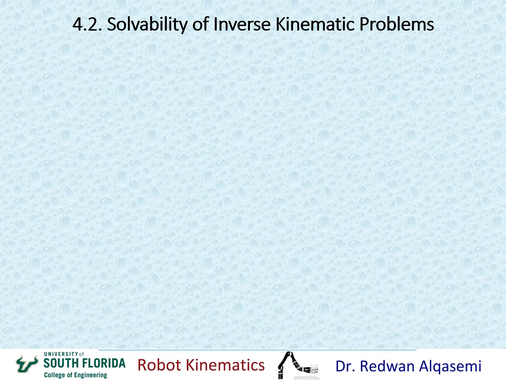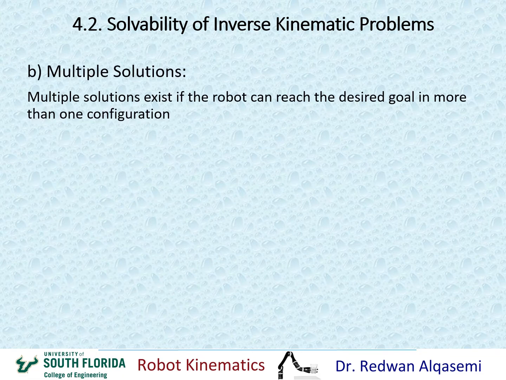The second aspect we want to talk about in terms of solvability of inverse kinematics problems is having multiple solutions. Multiple solutions can exist if the robot can reach the desired goal in more than one configuration. So if I can reach my desired end effector goal, both in position and orientation, in more than one configuration, that means I have multiple solutions. Okay, and we're going to take an example and see what that means right here.